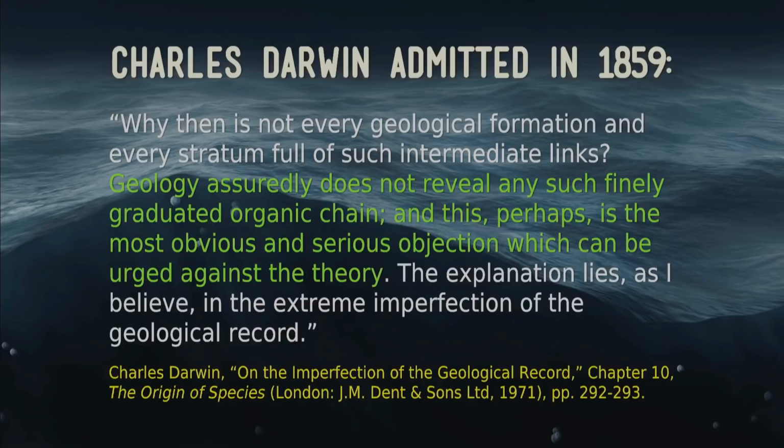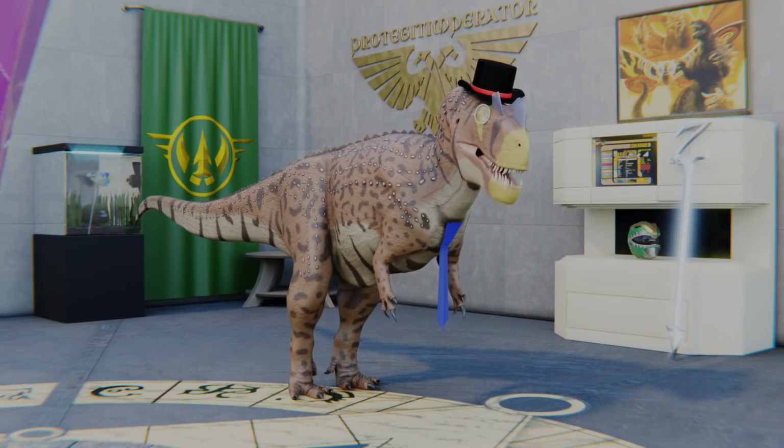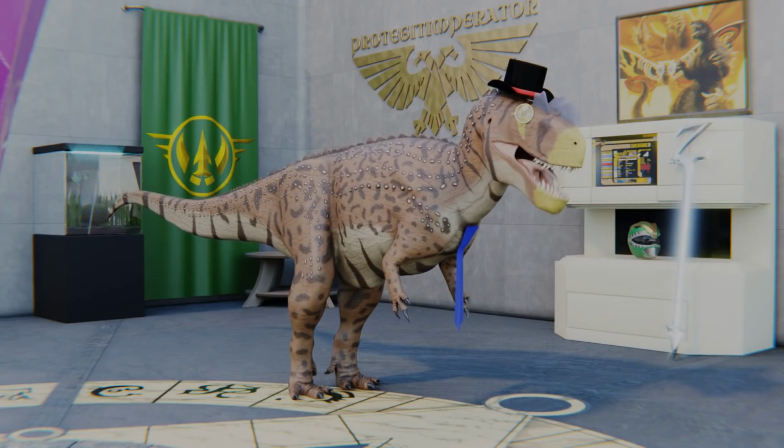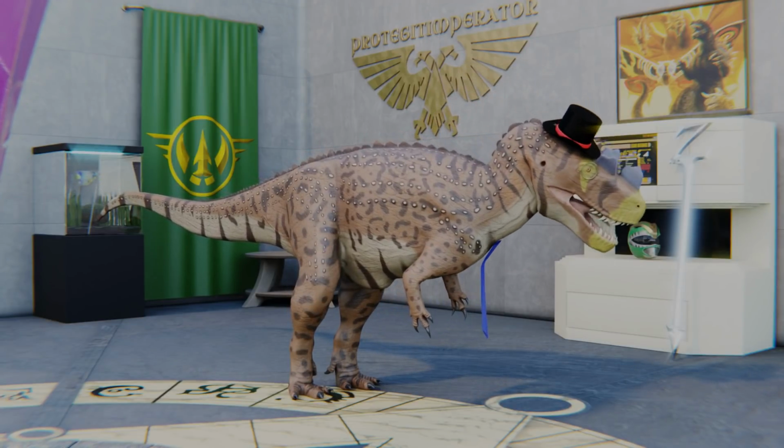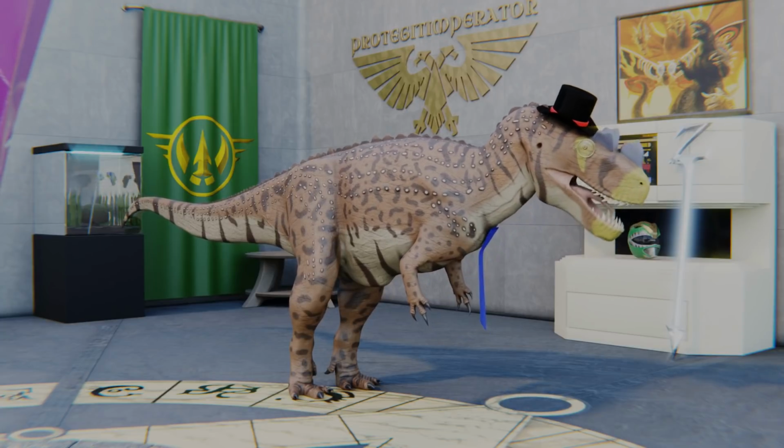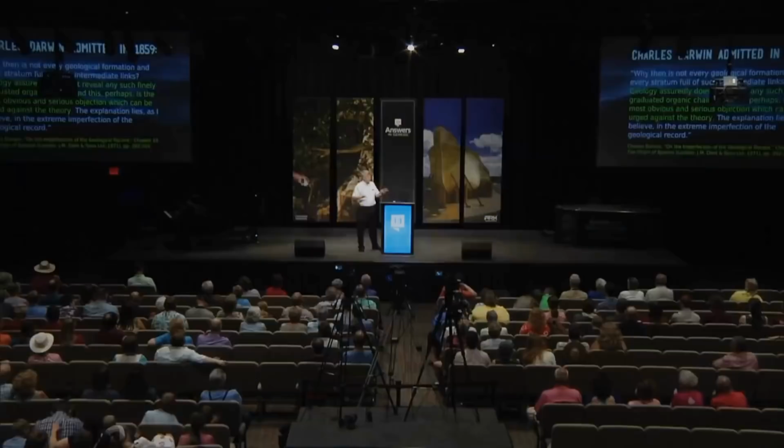The explanation lies, as I believe, in the extreme imperfection of the geologic record. Well, in 1859, they hadn't explored most of the world. Exactly. Well, humans had, but not the ones who were keeping careful notes about fossils. That was sort of a uniquely European idea at the time, although the Americans were catching up. So we can excuse Charles Darwin.